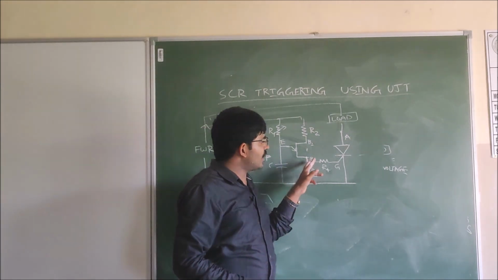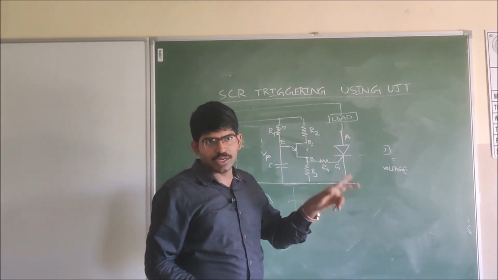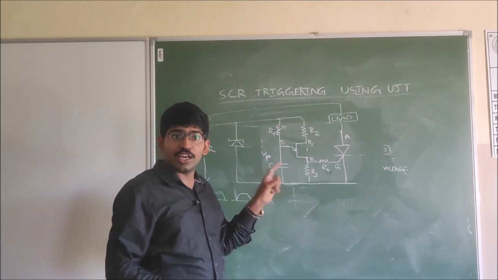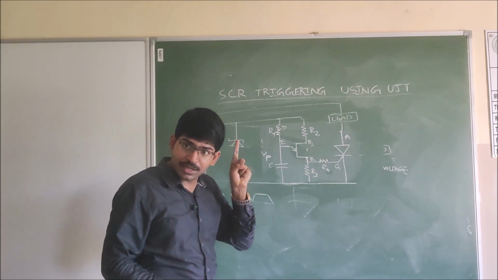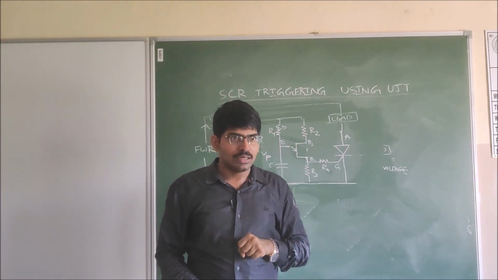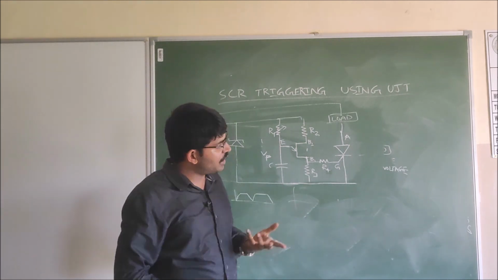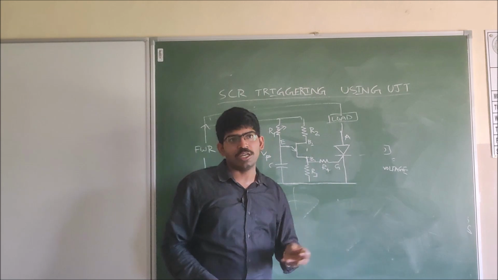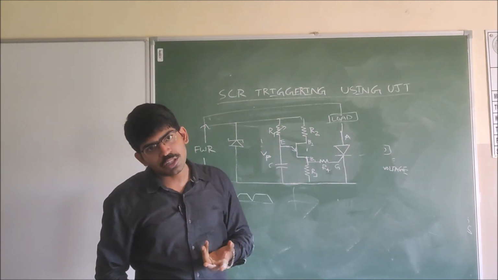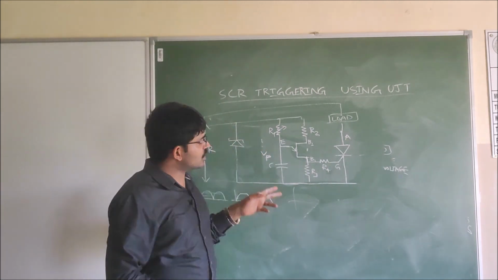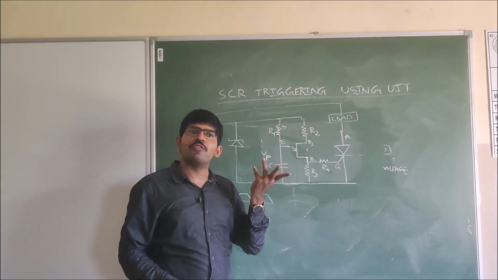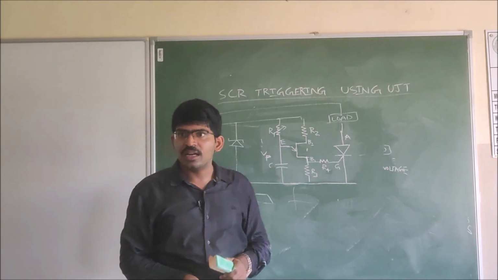The pulses generated at base 1 of the UJT are in synchronism with the input full wave rectified voltage. So the same thing here, we are triggering the SCR by using the UJT. Previously we used the DC voltage to charge the capacitor, now we are using the full wave rectified voltage. This is the only difference.